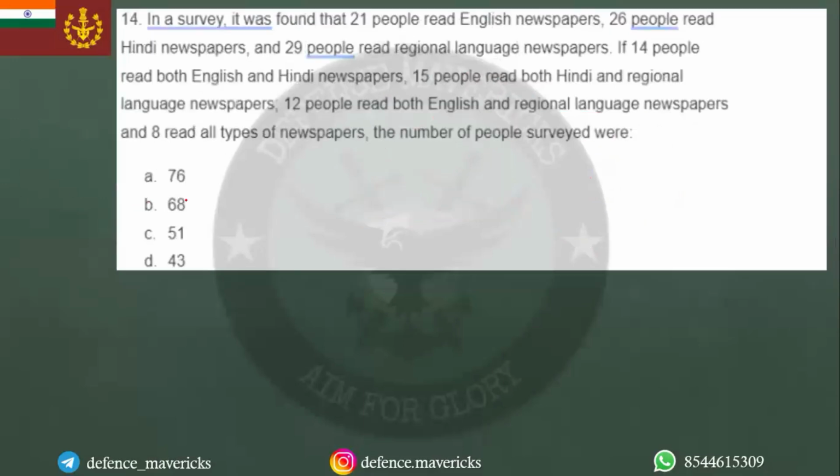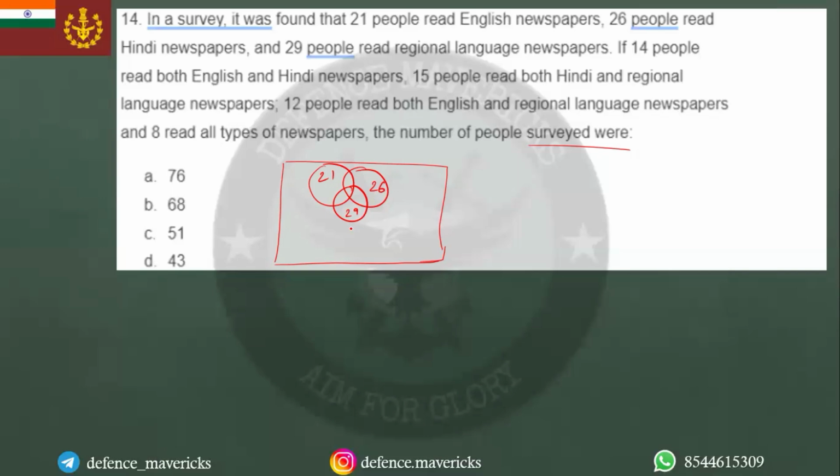As simple as that. So now in a survey it was found that 21 people read English, 26 Hindi, 29 regional, 14 read both English and Hindi, 15 read both, 12 read both. ठीक है. The number of people surveyed. Okay, chalo. This is a very straightforward question. You have to calculate the total number from the three sets. So 21 read English, 26 read Hindi, and 29 read regional.